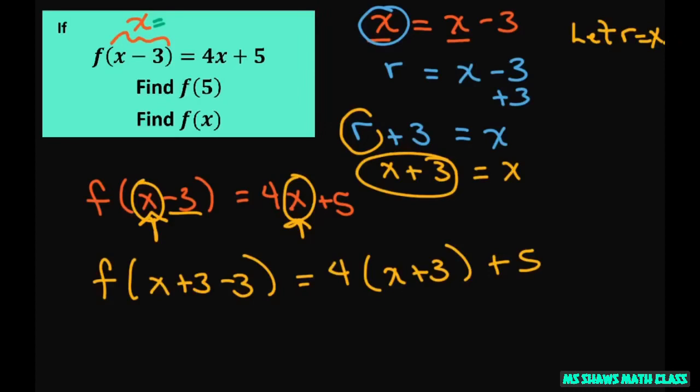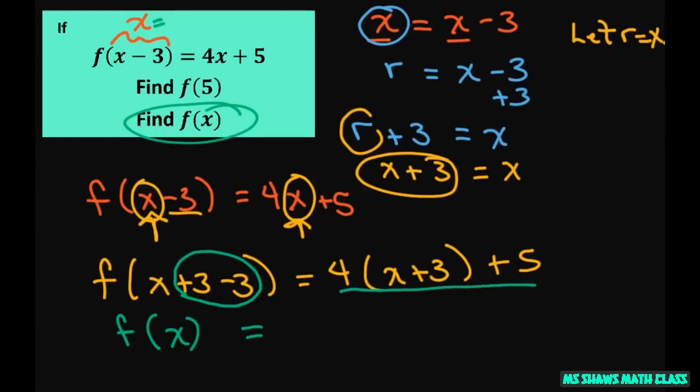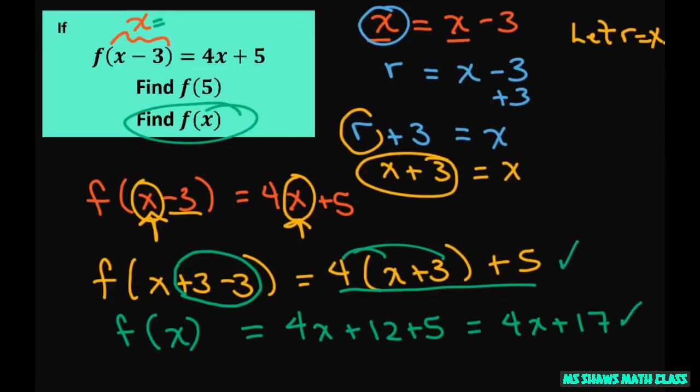Now look what happened here. So these two zero out. So that's going to be f of x, which is what we wanted here, equals, and you can just leave it like that, or you can distribute here, simplify, so you get 4x plus 12 plus 5, which equals 4x plus 17. So either one is fine.